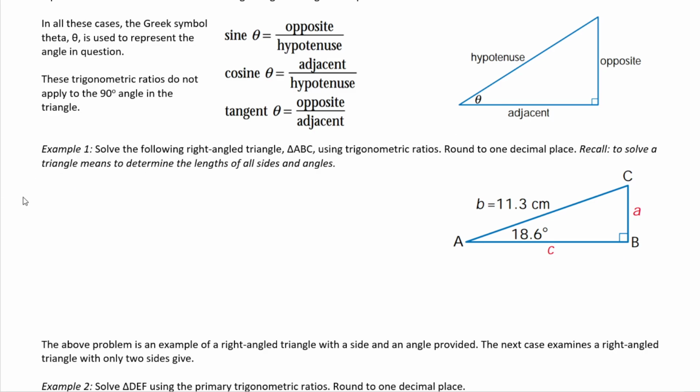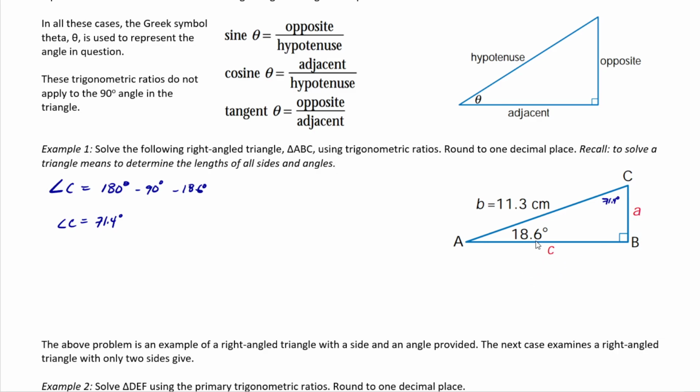The first thing that can be done very easily is finding angle C, using the property of the sum of the interior angles of a triangle. So 180 degrees minus 90 degrees minus 18.6 degrees results in angle C being 71.4 degrees. So we now have this angle right here. What we have to do now is find side A and side C.